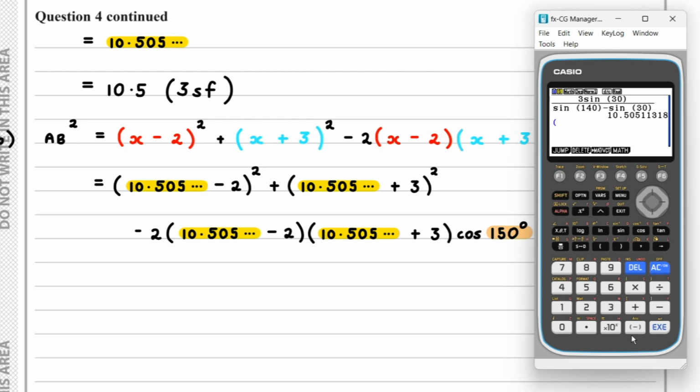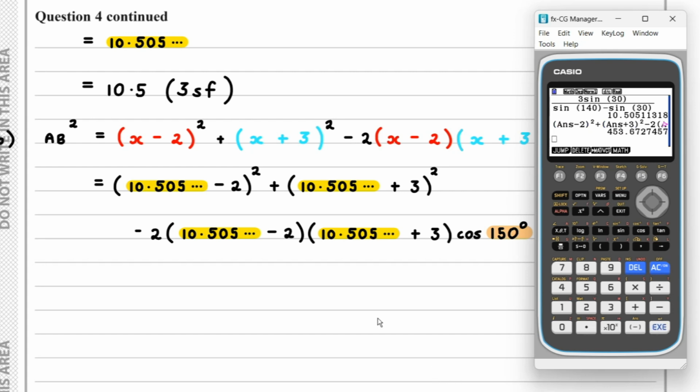We have the 10.505, etc. subtract 2 squared plus the 10.505, etc. plus 3 squared subtract 2 multiplied by 10.505, etc. subtract 2 multiplied by 10.505 plus 3 multiplied by the cosine of 150 degrees.